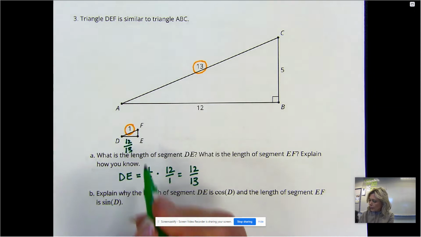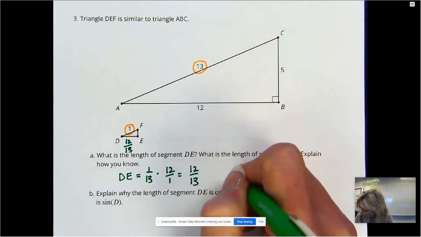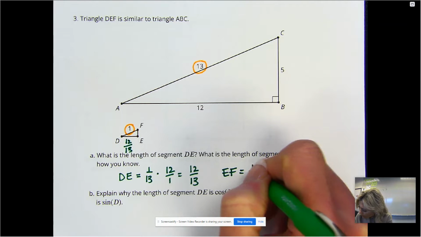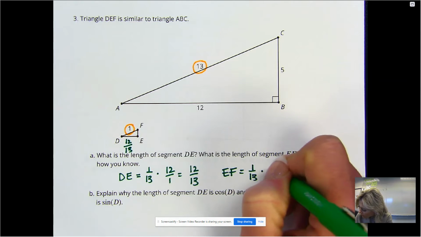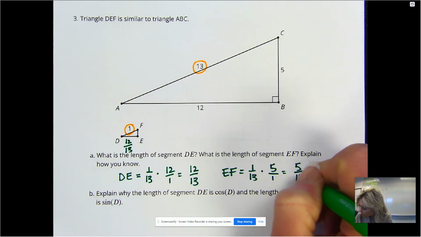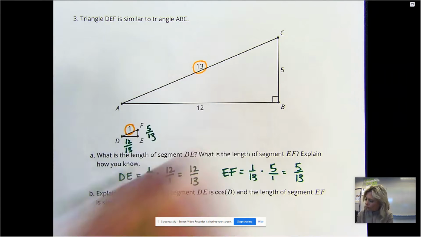And then EF corresponds to this one over here. So EF is 1/13 of 5, which is 5/13. So this side is 5/13.